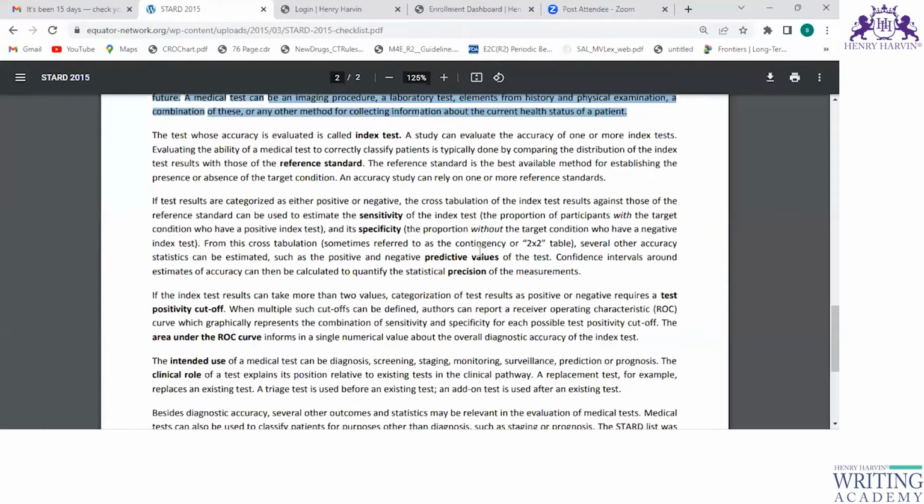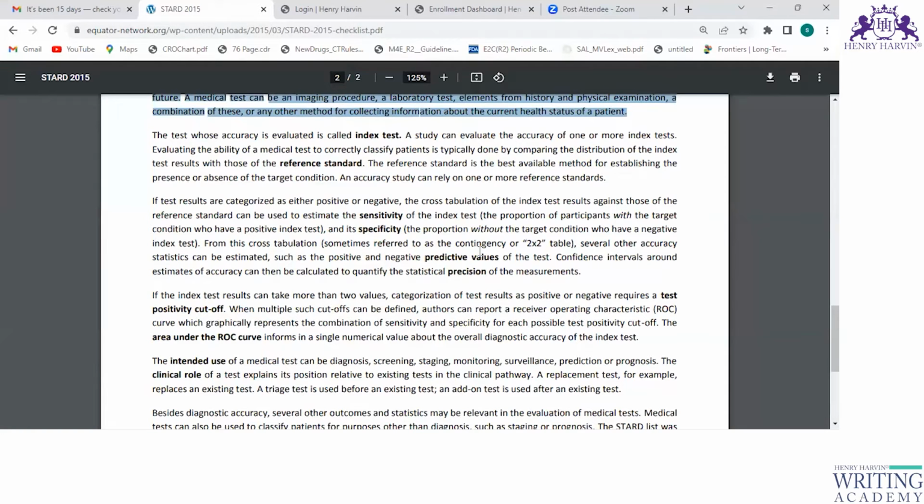Then predictive values are the other accuracy statistics that can be estimated, that is, the positive and negative predictive values of the test, and the confidence intervals around the estimates of the accuracy can be calculated as the precision. Then there is the area under the curve, which is studied to test the positivity cutoff.